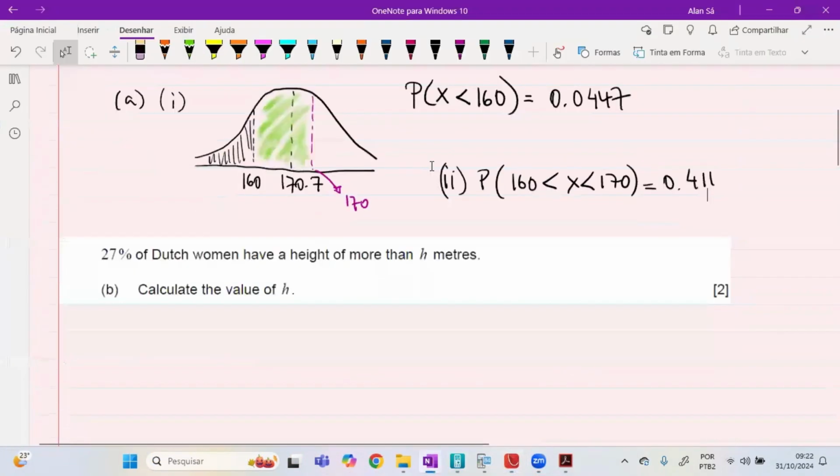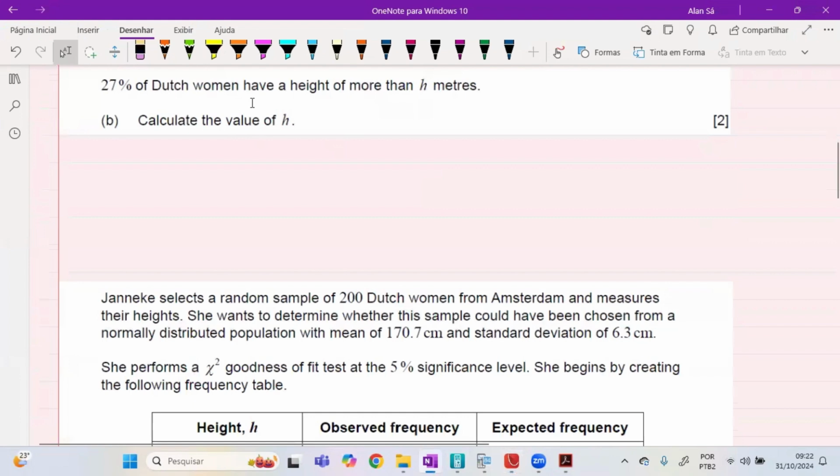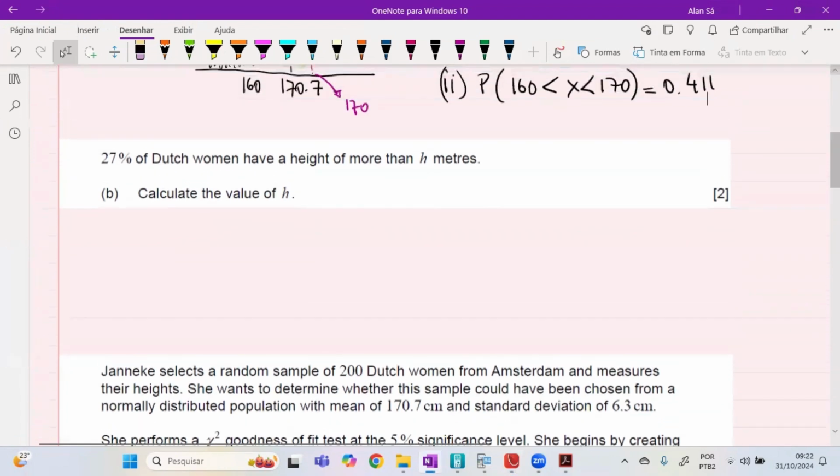Let's go now to part B. 27% of Dutch women have a height of more than h meters. Calculate the value of h. This is exactly the opposite of what we have done before, and for this reason, we're using inverse normal.